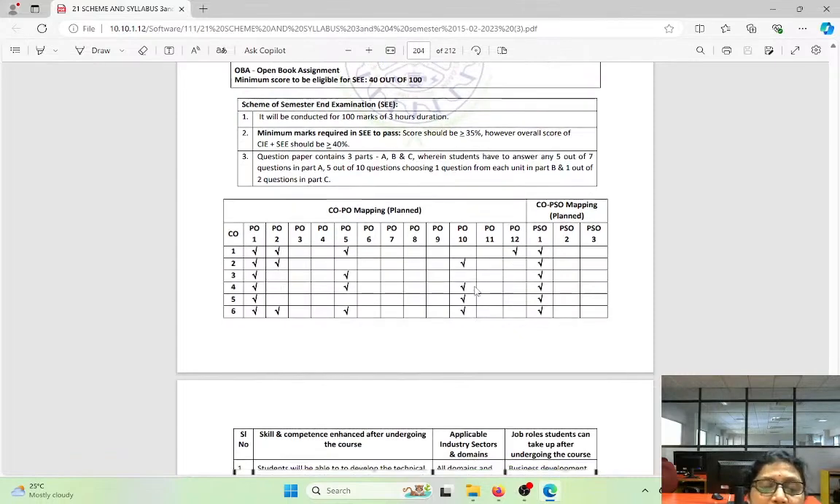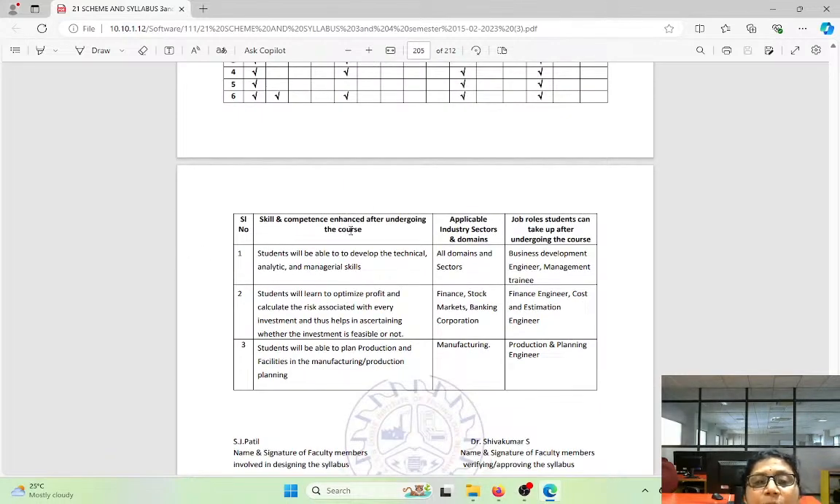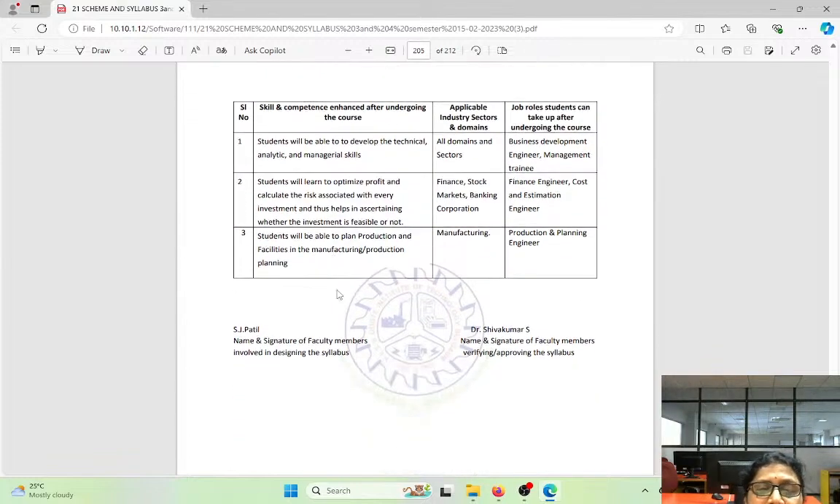So this is the COPO mapping, and these are the skill competencies enhanced after undergoing the course. This is very, very important. Students will be able to develop technical, analytical and managerial skills by studying all these tools, which they can use for managerial purposes, also for operational purposes, in any industry, not necessarily the mechanical industry. You can apply it in software industries or any other service industries also. That is very important, so you can go through that.